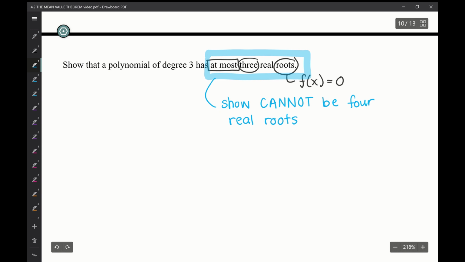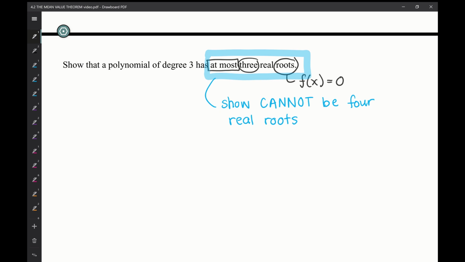Since this says at most 3 real roots, we're okay if there's 0, 1, 2, or 3 real roots. So we don't need to show that there's at least 3. We only need to show that there cannot be 4. There's at most 3, so there's not 4. To do this, we're going to use Rolle's theorem.